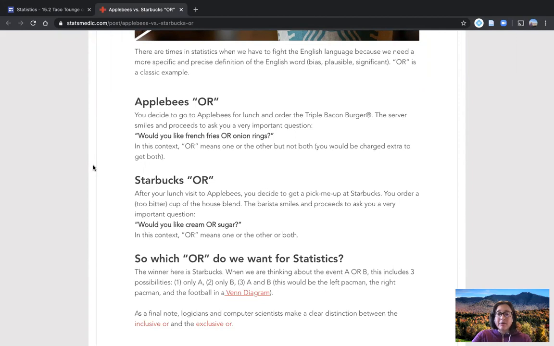Now you go to Starbucks and you order a coffee and you get the question, would you like cream or sugar? So at Starbucks, this "or" means, do you want cream? Do you want sugar? Or do you want both cream and sugar? This is the kind of "or" that we're going to be using for probability. And so when it asks for the probability of, say, someone owning a cat, or the probability of someone owning a dog, it means they could own a cat, they could own a dog, or they could own both. So we want all of those options in there.